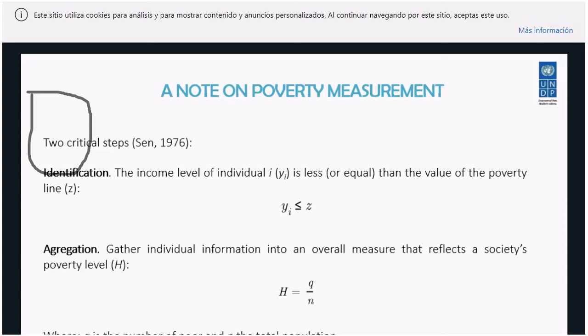So, the identification stage. Sen says that an individual who will be identified as poor or deprived is the individual whose income is below or at least equal to the value of the poverty line. So this is quite obvious. We all know about this, right? But how to measure poverty?